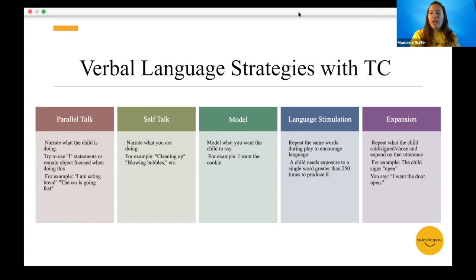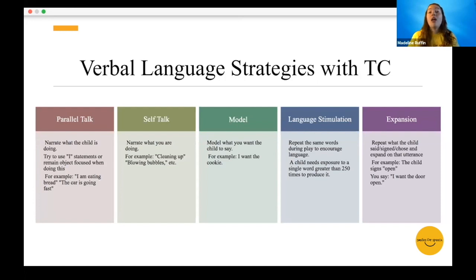Another verbal language strategy we can do is called language stimulation, in which we repeat the same words during play to encourage the language. We do this because a child needs exposure to a single word greater than 250 times before it's able to be in their repertoire. So if I'm in an activity with a child, I might model the word eat many times during an activity. And I would choose that as my language of use during that activity.